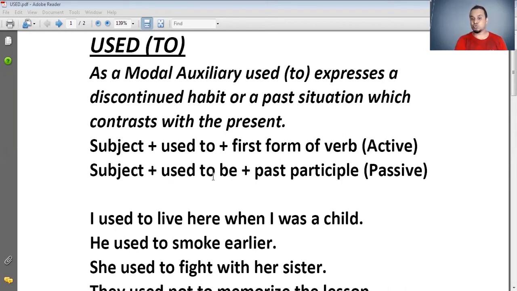Subject plus used to be plus past participle. This is the rule of passive voice. We used to be given sweets every week.